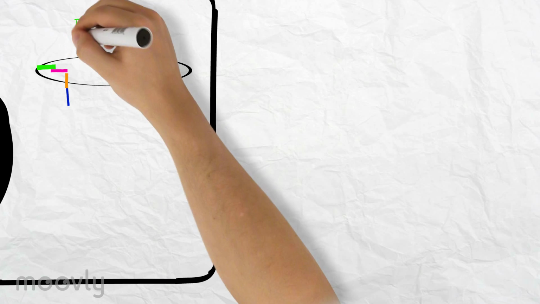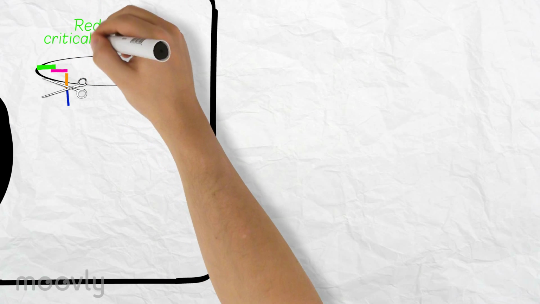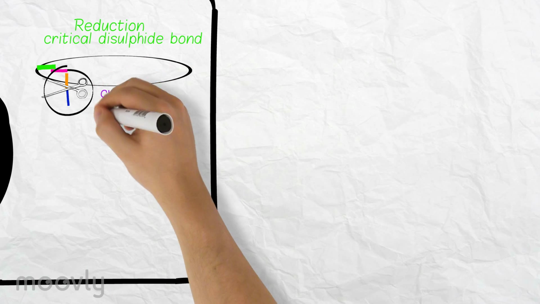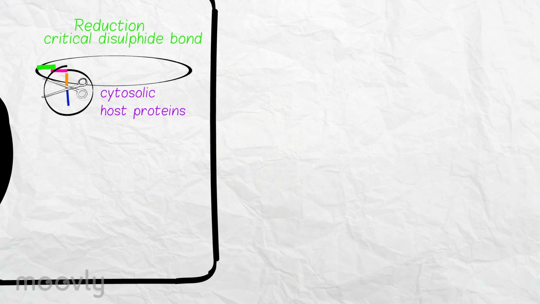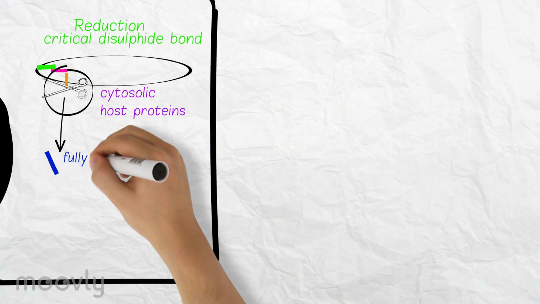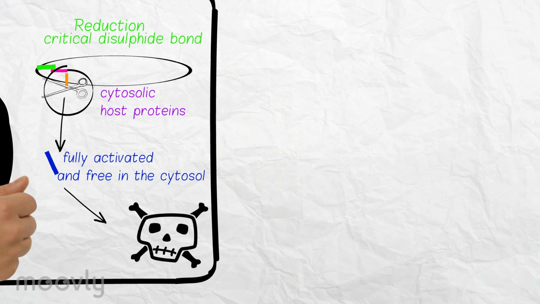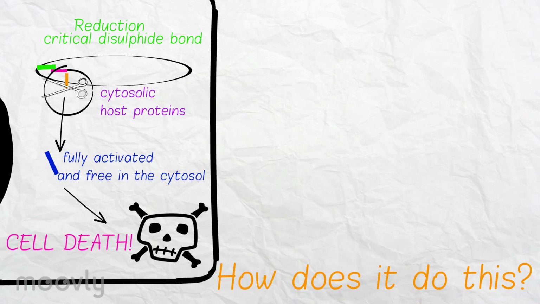The next step involves the reduction of the critical disulfide bond we spoke of earlier. This is done by cytosolic host proteins, and as a consequence, the catalytic subunit becomes fully activated and free in the cytosol, and from here it can act to bring about cell death. How does it do this? What is the reaction that this subunit catalyzes?